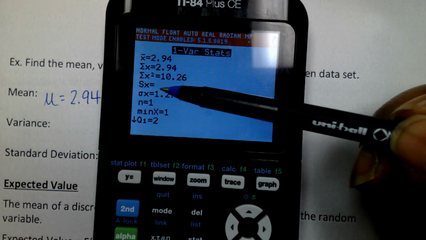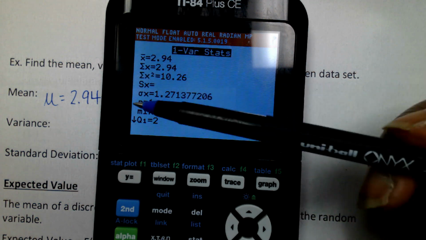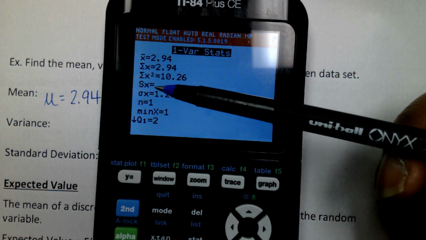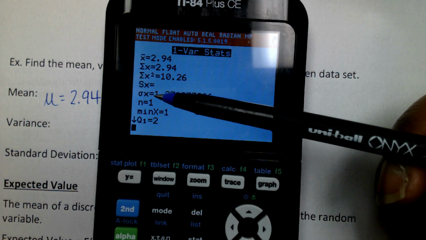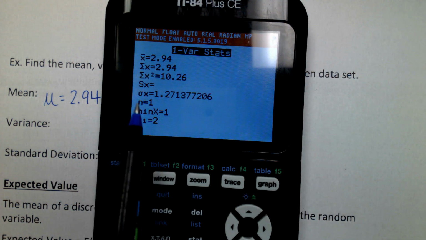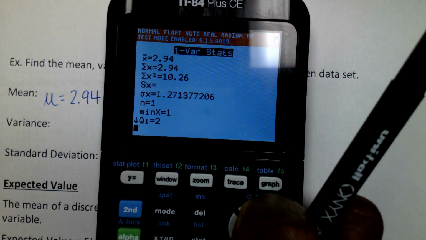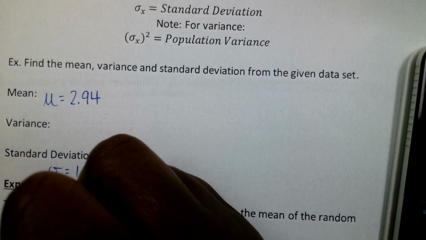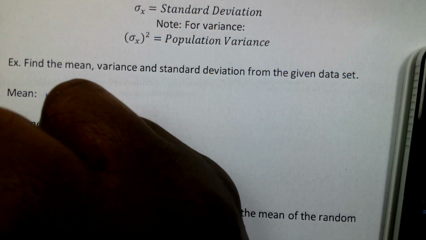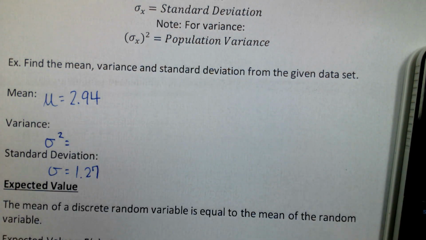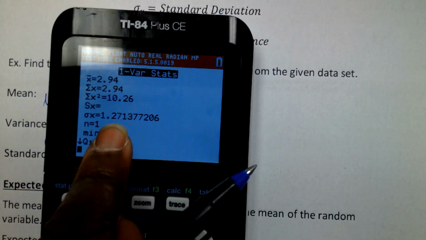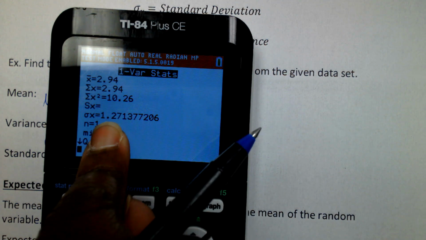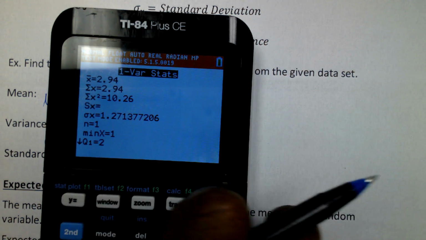Okay, but for some odd reason, if you do the L1, L2, L3 thing, it may give you this, and you're going to have to remember that this is our standard deviation. So 1.27 is our standard deviation. To get variance, we want to take at least 3 or 4 digits out and square it. So 1.2713.